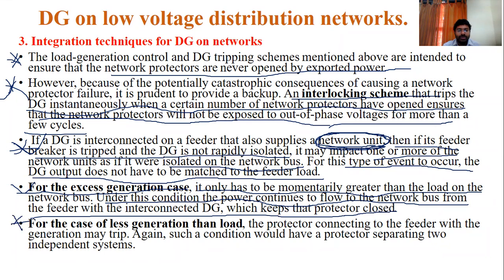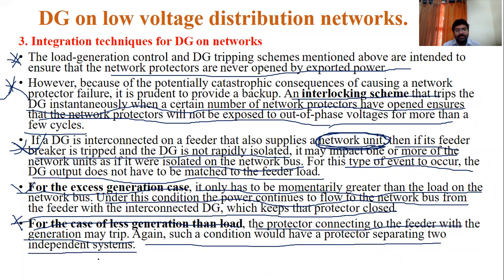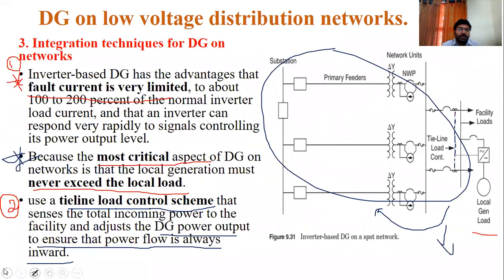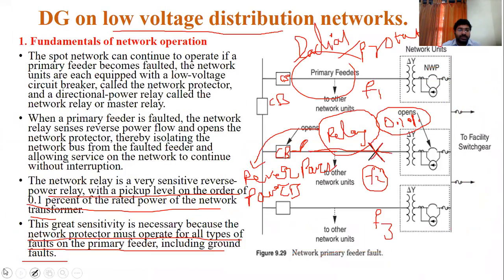Suppose it is very low, below the rated value, what will happen? The network protector connecting the feeder within the generation matrix. Again, such a condition would have a protector separating two independent systems. Very easy. You are not confusing this one. Very easy.